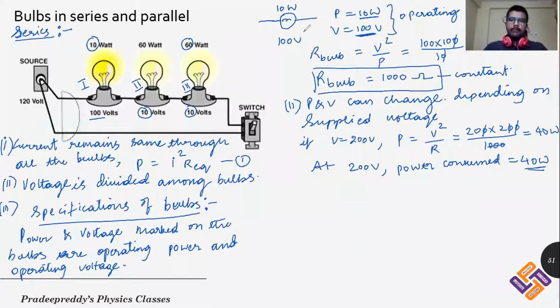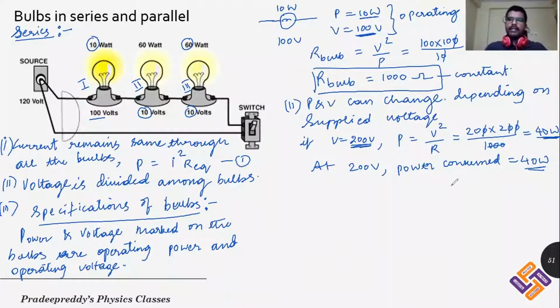So for a given bulb, resistance will remain constant, but the specifications mentioned on the bulb, the operating voltage as well as operating power, are only for the operating voltage given as 100 volt. But the supplied voltage may not be exactly the same as the operating voltage. Voltage fluctuations may take place. Therefore, if you are connecting 200 volt to the same bulb, the power consumed will be 40 watt. P is changed and V is changed, but R is not changed.